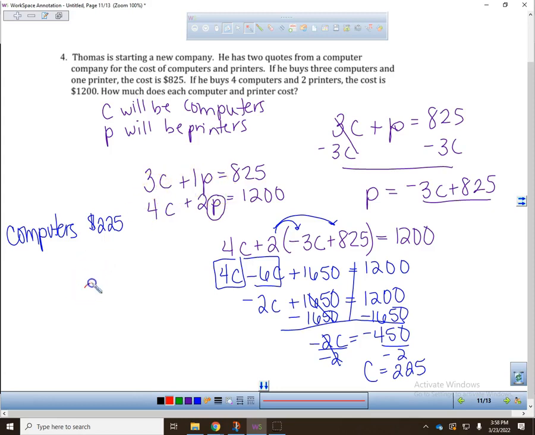So I've got 3 times 225 plus 1 printer was $825. I can plug this into either problem, by the way. So 3 times 225 is $675. And I just have to solve for P.